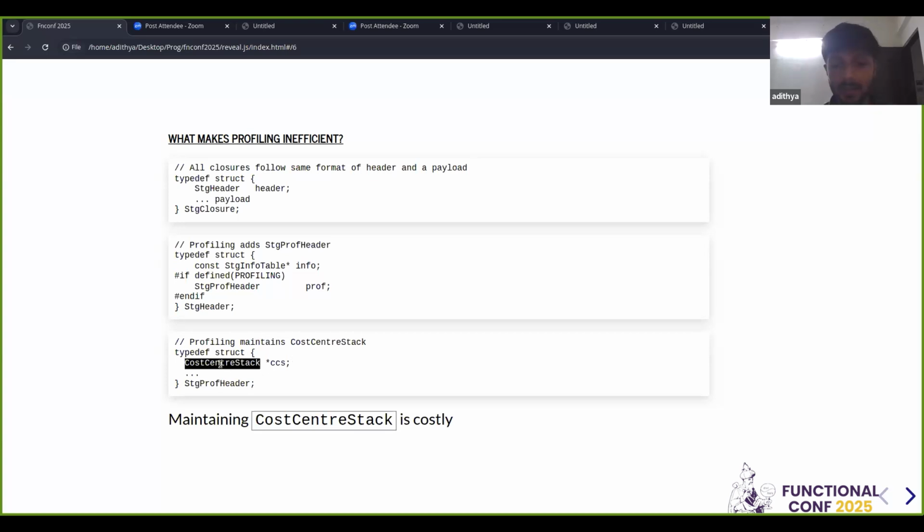But maintaining this cost center stack is costly, right? To maintain this cost center stack, many instructions are added while we allocate a closure. This makes allocation of a closure costly. And if there is a lot of overhead for closure allocation, then your entire program becomes highly inefficient, because in production you have thousands or millions of closures.